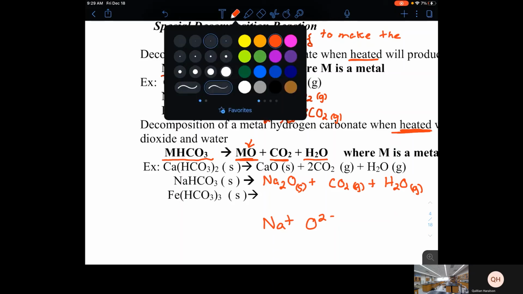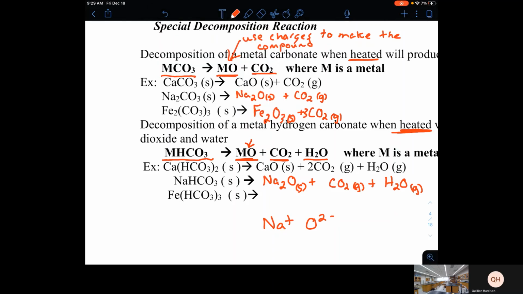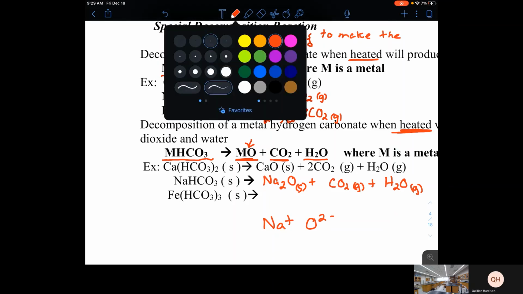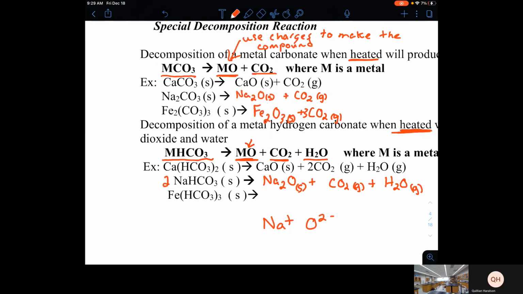To balance this, if we look at it, I just need to put a 2 right here. Let's see, we got here 2 sodiums, 2 sodiums. I got 2 hydrogens, I got 2 hydrogens. I got 2 carbons, so let's put a 2 right here. And then with the oxygens, I got 6 oxygens. I got 4, 5, and I got 6. It's balanced.